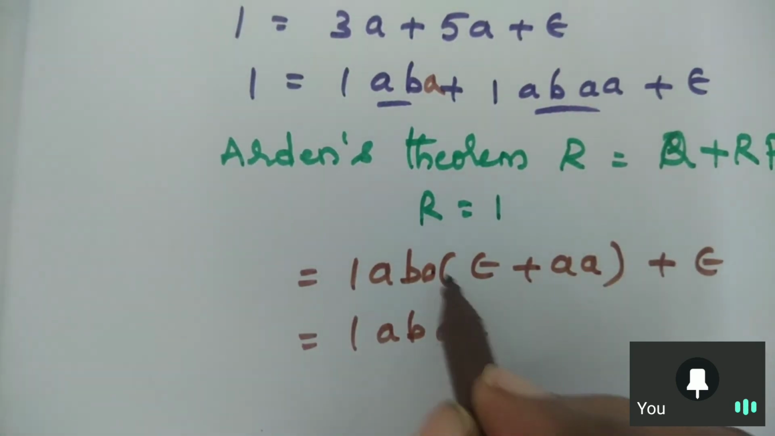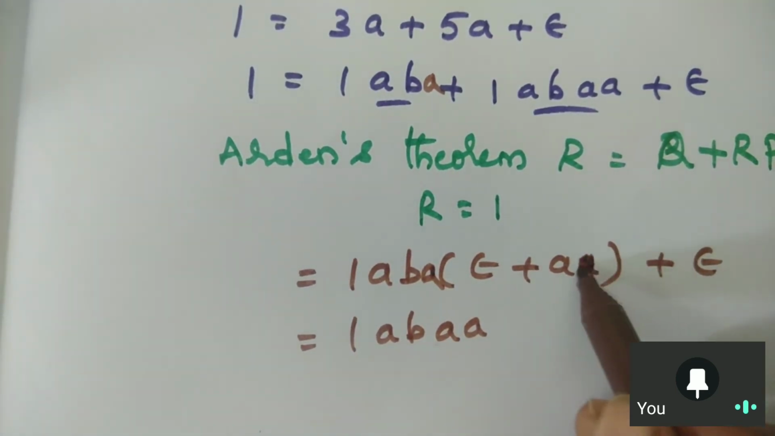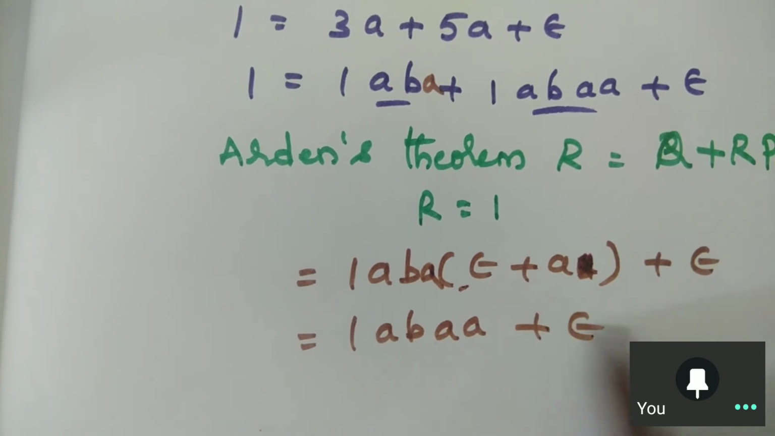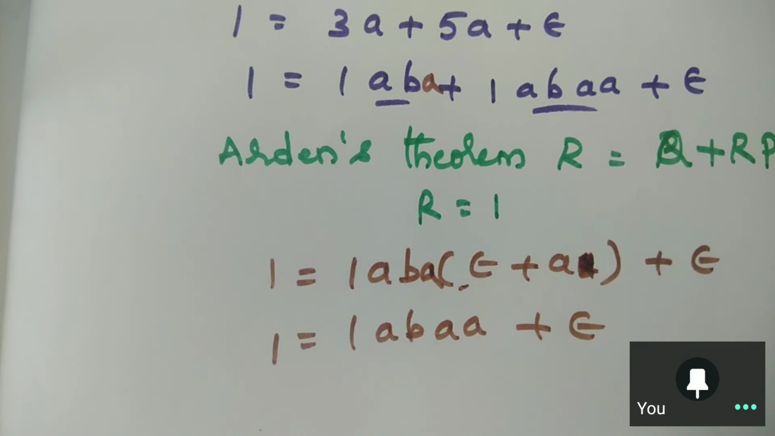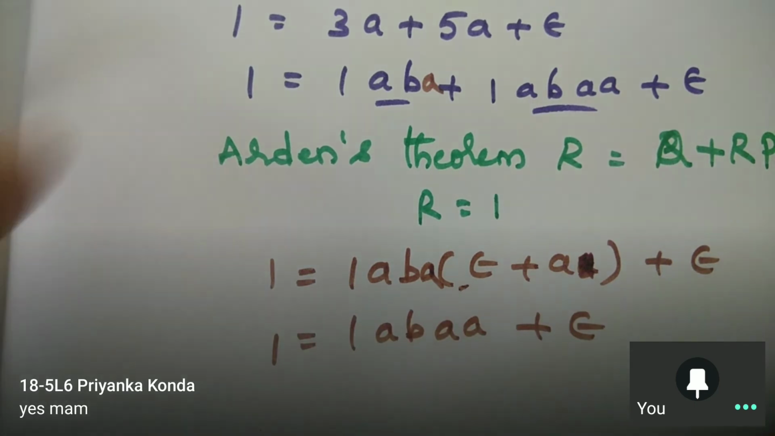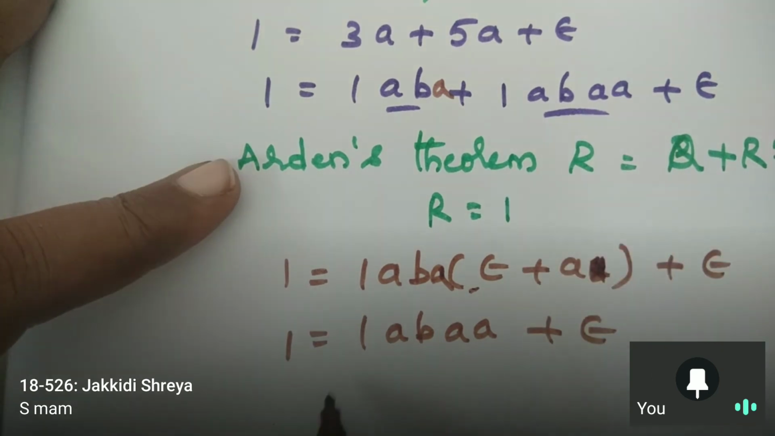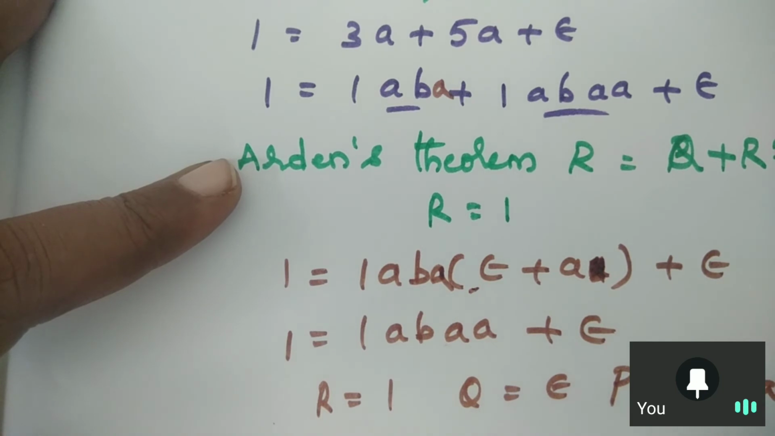Here I can take a as common. So then I'll have only one epsilon, isn't it? Epsilon plus a. And finally I got 1 equals 1 aba plus epsilon. Is it correct? Yes. So now I can make it in the form of Arden's theorem. As per that I can take r value as 1, q value as epsilon and p value as aba.